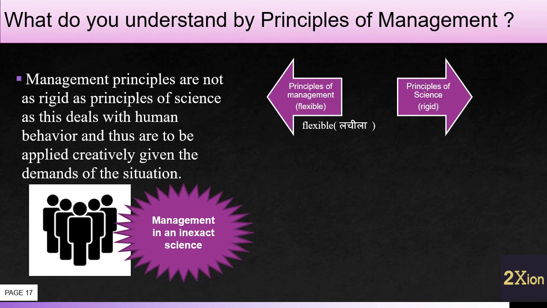Management principles are not as rigid as principles of science, as this deals with human behavior and thus are to be applied creatively given the demands of the situation. Why? Because all human beings are different and every business environment also is different. That is why it is known as an inexact science.